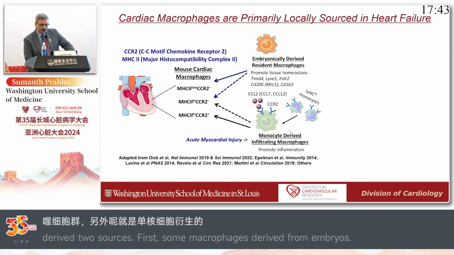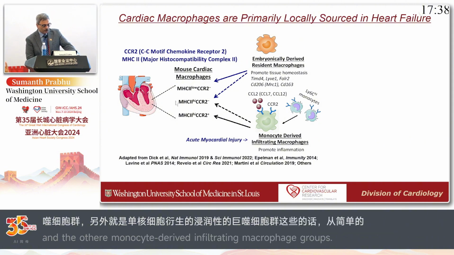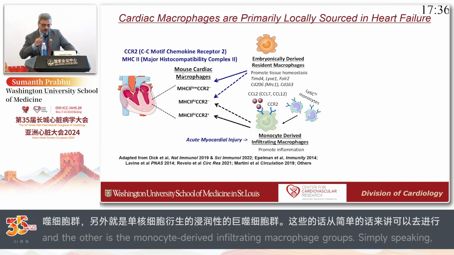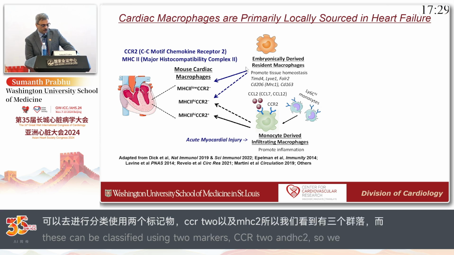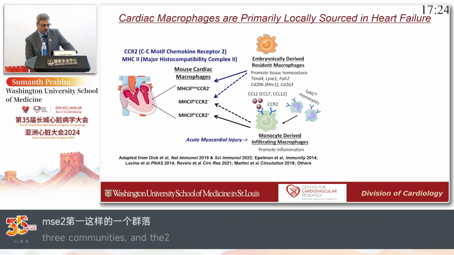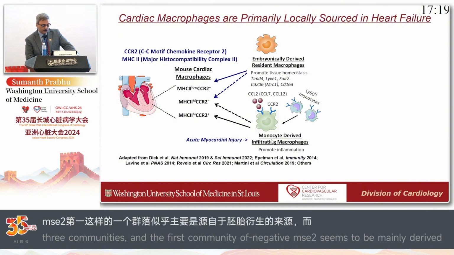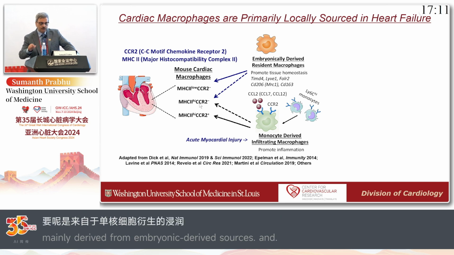And these, in a more simplistic view, can be categorized using two markers, CCR2 and MHC2. And what has been shown is that there are three populations: the CCR2 negative, MHC2 low population, which seems to be derived fairly exclusively from embryonically derived cells. There's an MHC2 high, CCR2 positive population that is derived from monocyte-derived infiltrating macrophages, and a population of MHC2 high, CCR2 negative cells that can be derived from both populations.